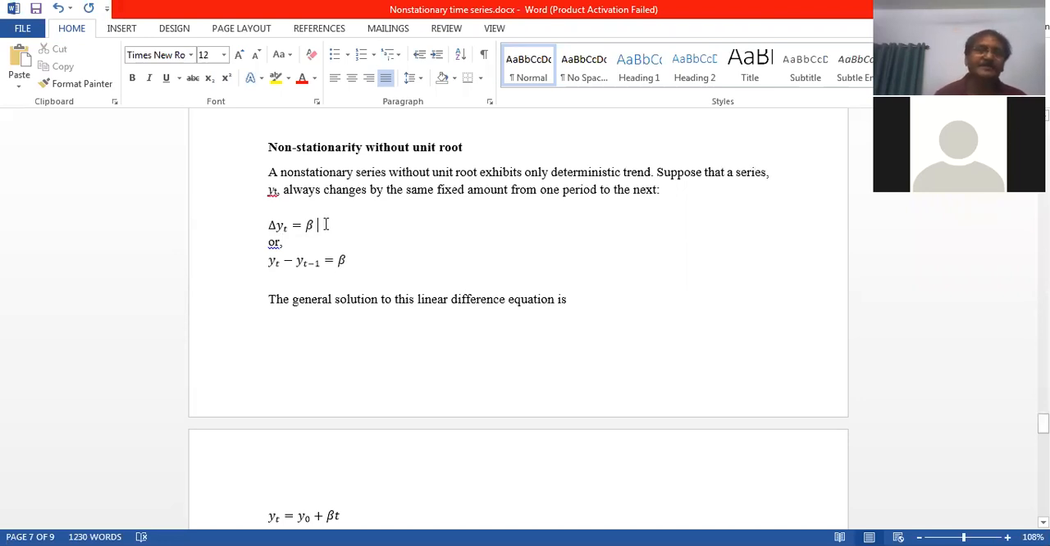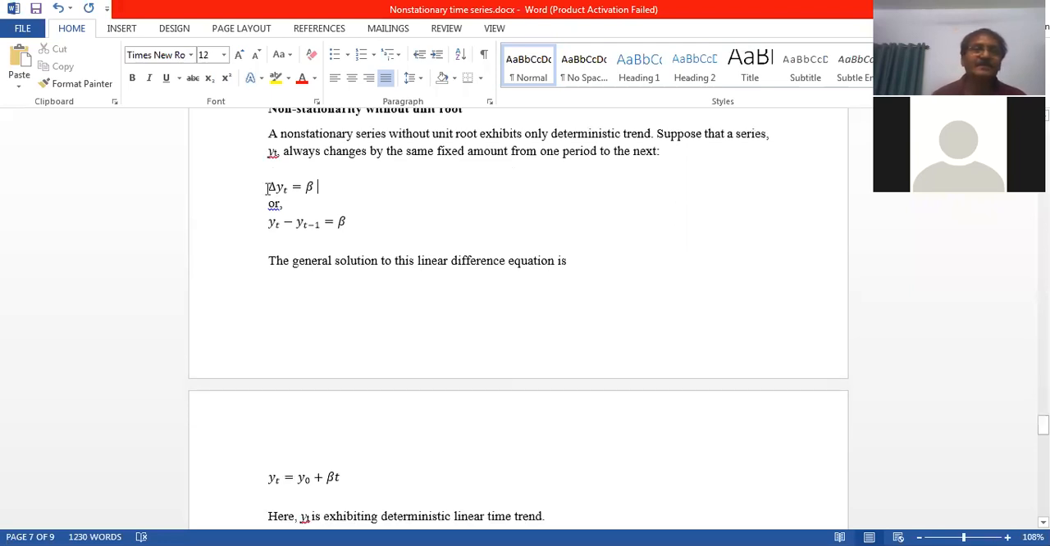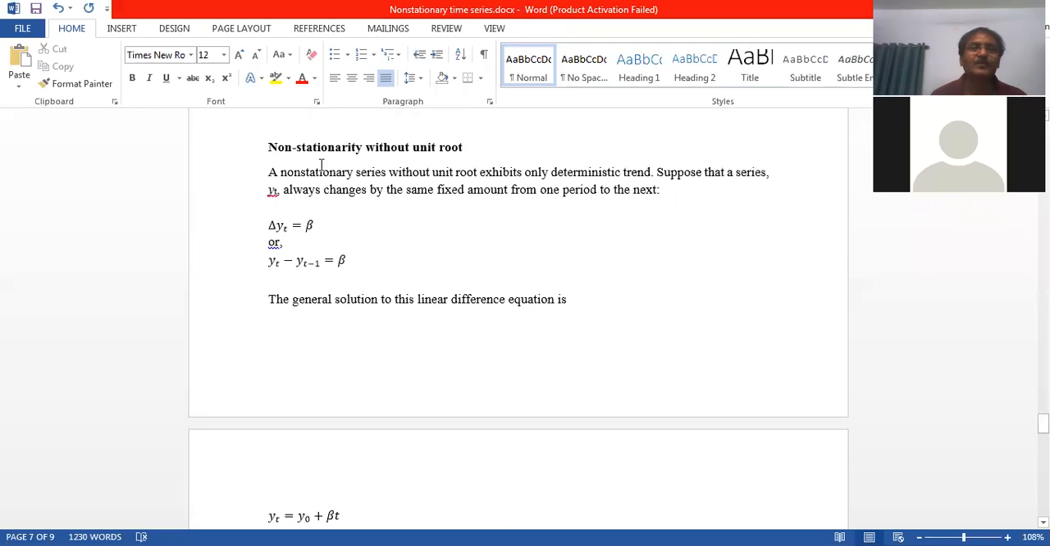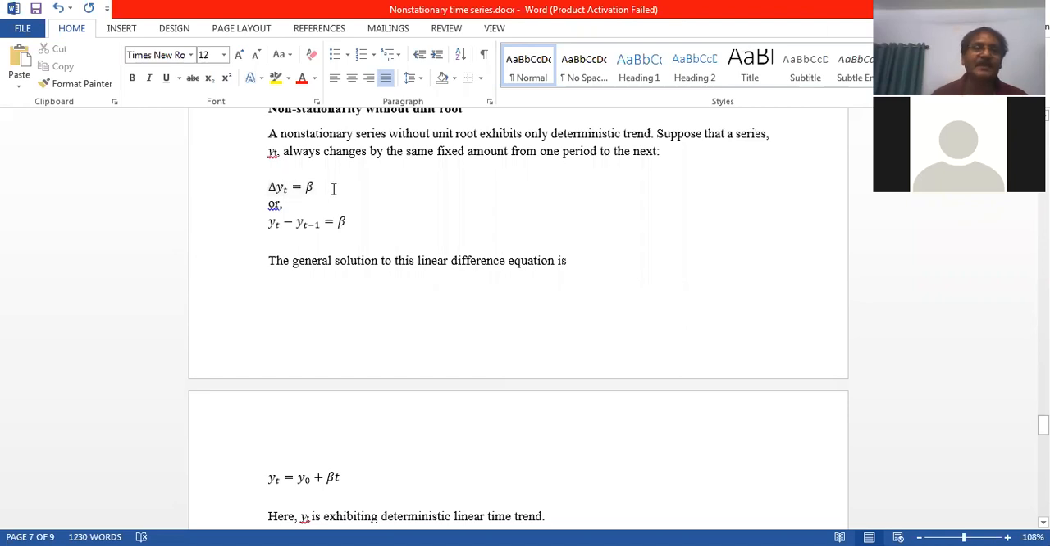So how do we get it? We have started with this: trend is equal to beta. That is, trend is deterministic. Why have we started with this? Because we are considering the case of non-stationarity when there is no unit root. So no unit root means there is no stochastic trend, because we have already mentioned unit root is synonymous to stochastic trend. So when we consider the case without unit root, we have a trend which is purely deterministic. That's why we have started with this possibility.